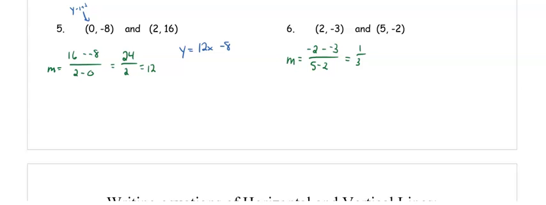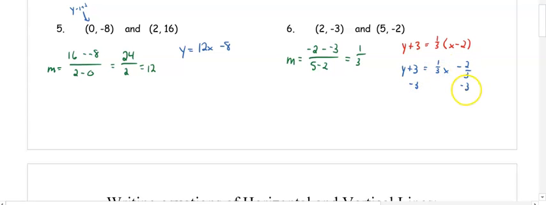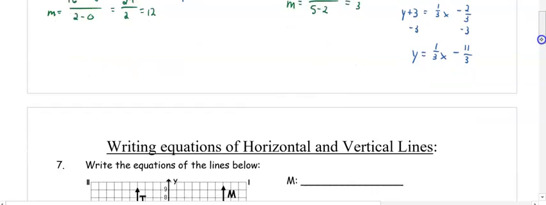Then we can write our equation in slope-intercept form, but we don't have a y-intercept, so we're going to start in point-slope form. Y plus 3 equals 1/3 x minus 2. So our first step is going to be to distribute. So y plus 3 equals 1/3 x minus 2/3. We can subtract 3 from both sides, so y equals 1/3 x minus 11 over 3.